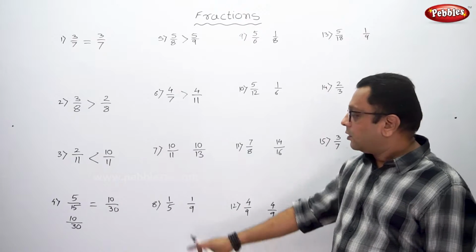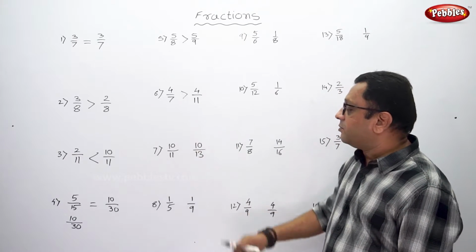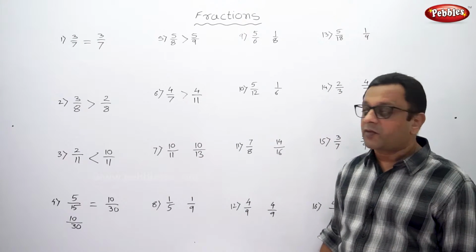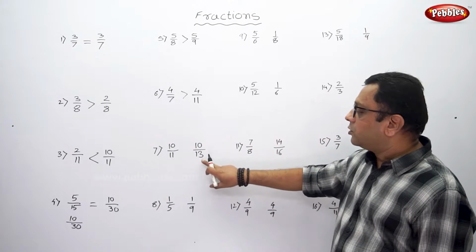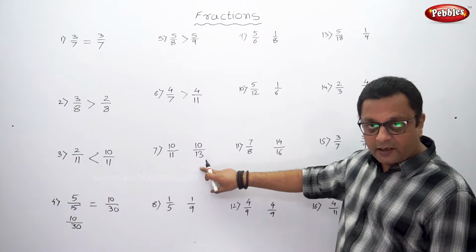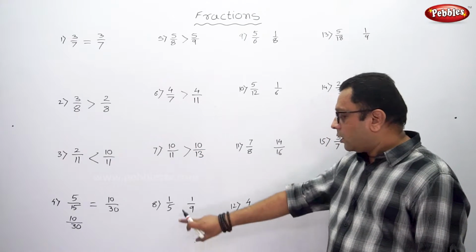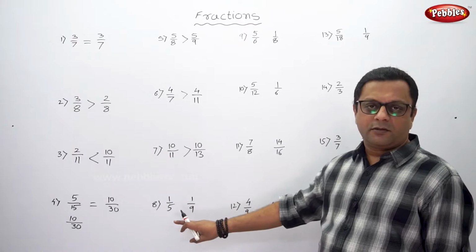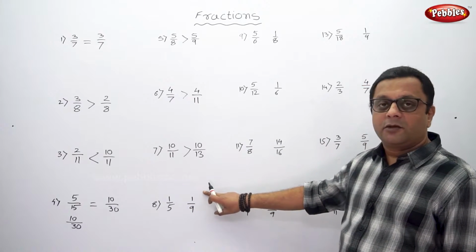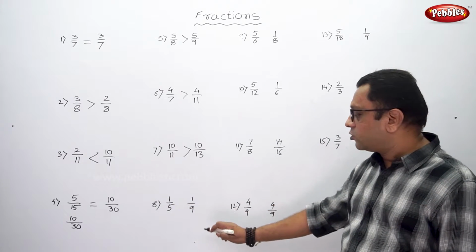7th, now the numerator is same, 10 is common, again same, so the one with the bigger denominator is smaller. In this case, same, numerator is same, so the bigger denominator is a smaller fraction.